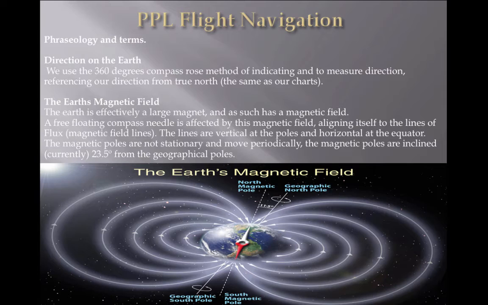The direction on Earth is defined using the 360-degree compass rose method of indicating and measuring direction, referencing our direction from true north as it will be on our VNC charts. So all the lines of longitude on the chart, the VNC or any other charts that we use, even the world charts, the lines of longitude are always based on true north.